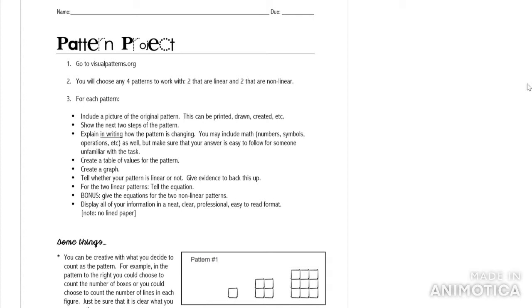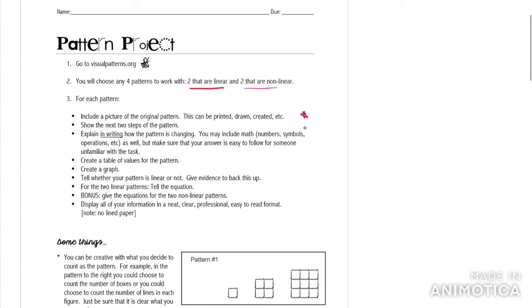So for these, you're going to choose any 4 patterns from this website here. So I'm going to switch over to this website in just a moment, but I want to talk about the patterns first. Specifically, you need 2 that are linear and 2 that are nonlinear. Then for each pattern, you have to show a picture of the original pattern. So you can draw it, print it, however.